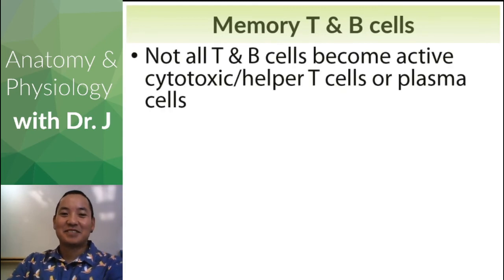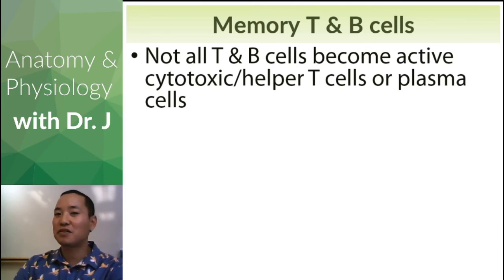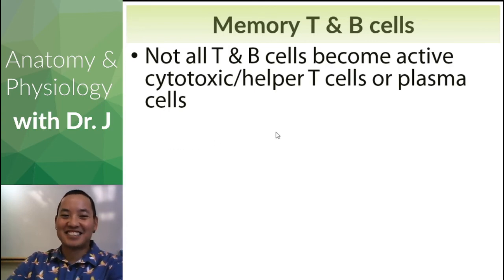All right, so again, not all T and B cells become active cytotoxic T cells, helper T cells, or plasma cells. You do have a small fraction that becomes a reserve. Why? Because in case in the future you encounter that same infection and antigen, that allows you to mount a faster response the second time.